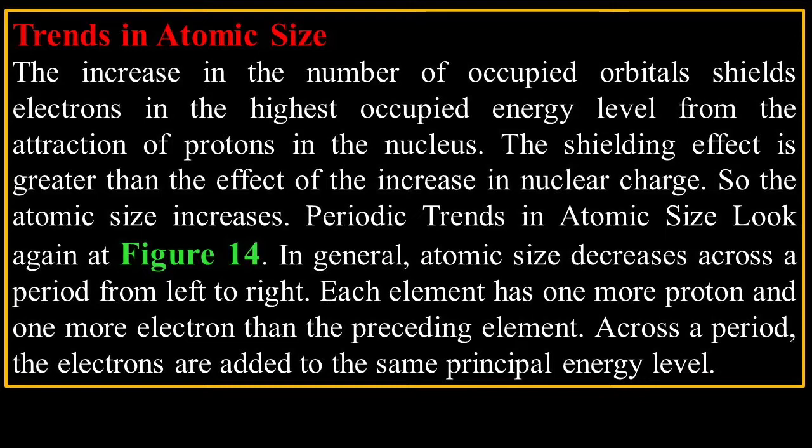Periodic trends in atomic size. Look again at figure 14. In general, atomic size decreases across a period from left to right. Each element has one more proton and one more electron than the preceding element. Across a period, the electrons are added to the same principal energy level.